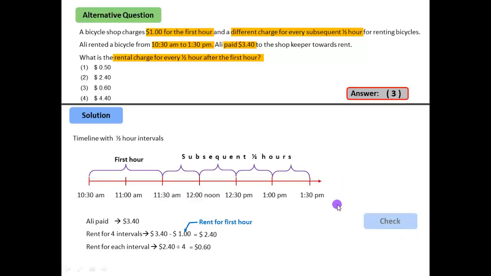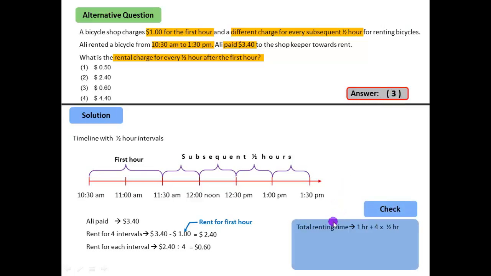To check this question, we simply do reverse calculation. The total renting time is basically 1 hour plus 4 half-hour intervals. So, the total rent would be $1 for the first hour and 60 cents for every half-hour interval after that. This gives us $1 plus $2.40, which gives us $3.40. This amount is given in the question as the total rent that Ali paid. So our calculation and answer is correct.